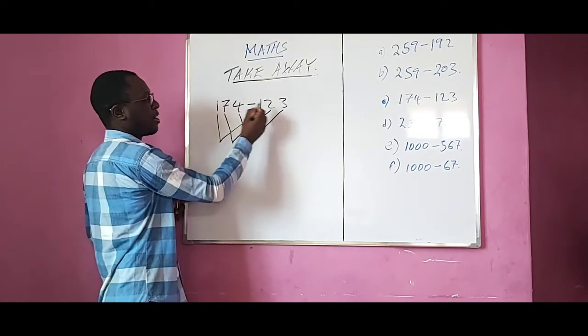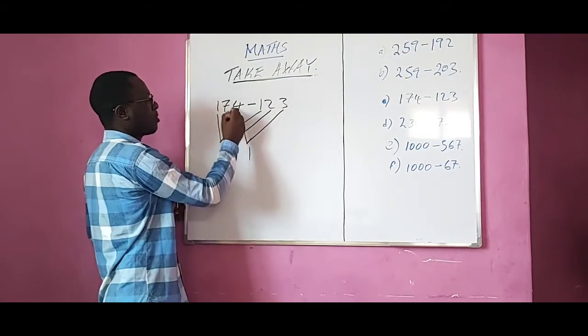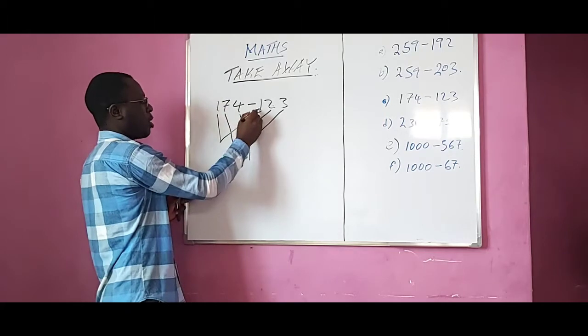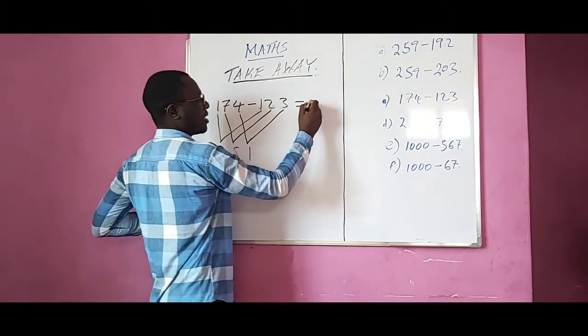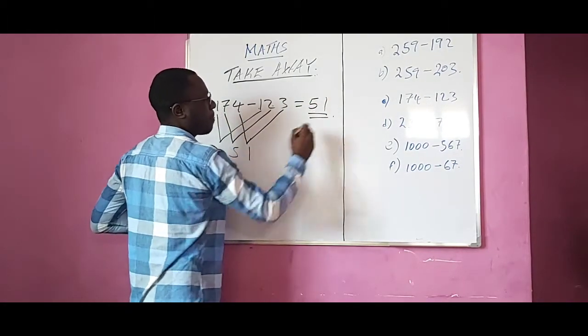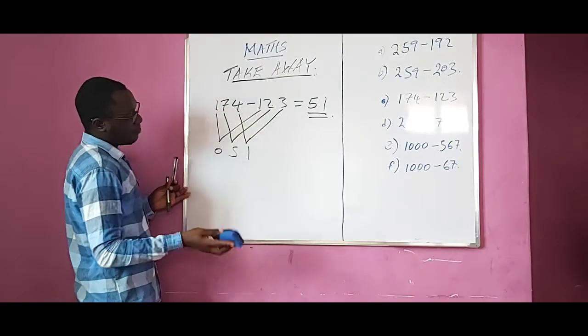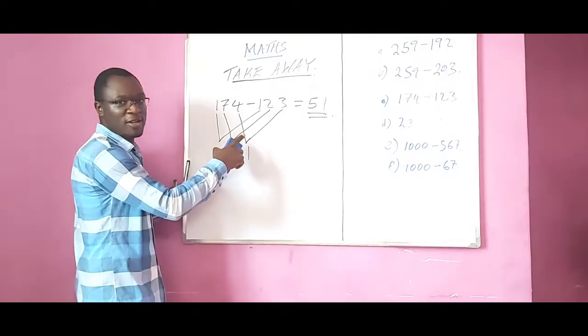So 4 take away 3 is 1. 7 take away 2 is 5. And 1 take away 1 is 0. So the answer here is 51. That one is very, very simple. Now, another example. I want to believe you are understanding.